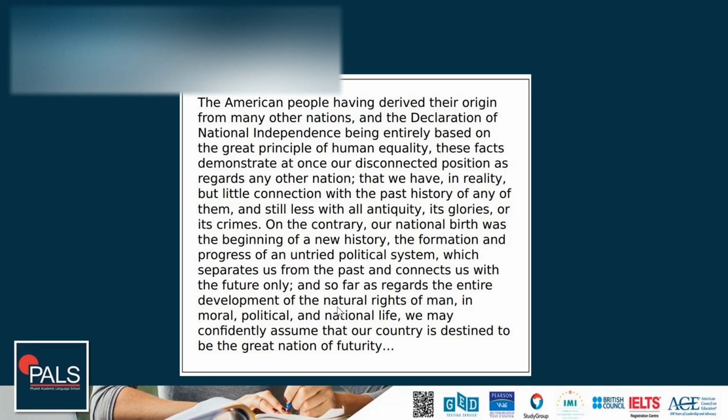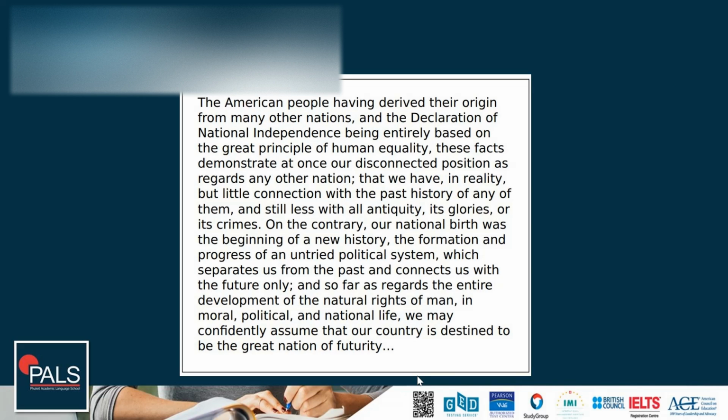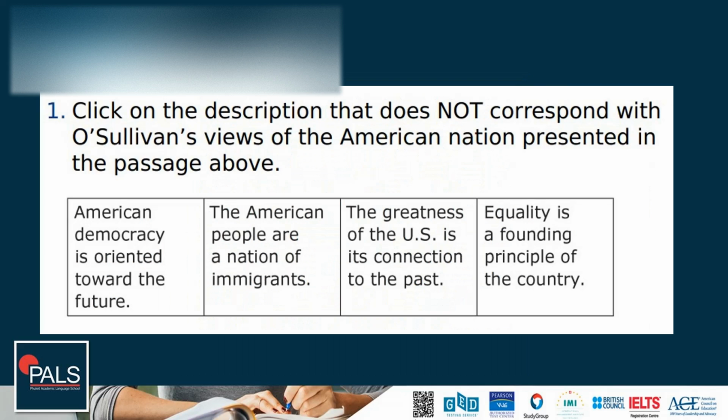Right in the first sentence, the American people have derived their origin from many other nations. So that makes sense. That's part of the idea and views expressed in the text. The greatness of the U.S. is its connection to the past. The third box from the left. And so if we look here, it says, we have in reality but little connection with the past history of any of them. So there's no connection or little connection to the past. This is not represented in the text.